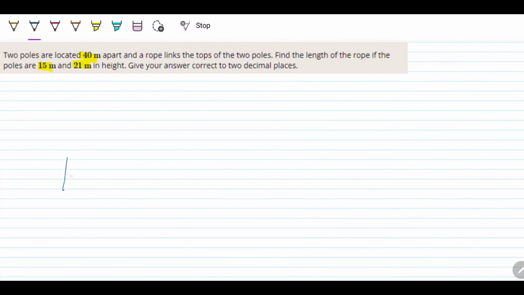So let's try this ourselves. That's one pole. We're going to label that as 15 meters. This is a second pole. We're going to label this as 21 meters. We know that they are 40 meters apart. So the distance between here and here is going to be 40 meters.